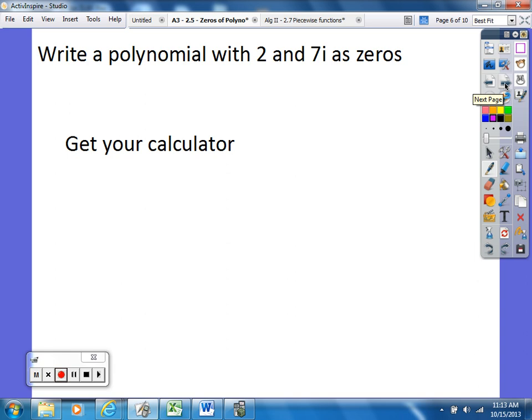Let's do this one. We've already got our calculator. We're going to write a polynomial with zeros of 2 and 7i. Now, in order to find this, we have to know one other thing. 7i. Is it possible to only have 1 zero with 7i? He needs a friend, doesn't he?